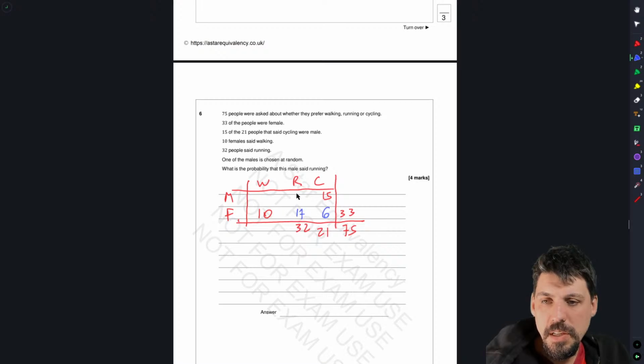23, so I want that to be a 17, so I want that to be a 15. I want that to be a 44, so I want that to be a 14, so I want that to be a 24. 56. Right, something went wrong. Let's do that again. That's a 42. That would be Y. So that's a 12. So that's a 22. There we go. Right, what was the question? One of the males is chosen at random. Probability that they said running: 15 out of 42, which is 5 out of 14.